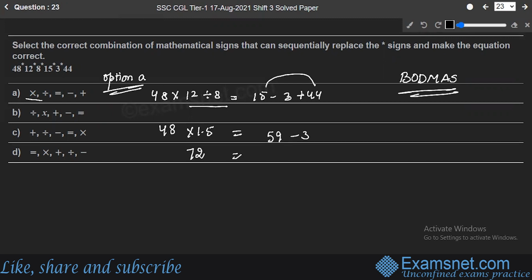Let's write down. So 72 is not equal to 56. This is incorrect. Option A is incorrect. Let's move with option B now.